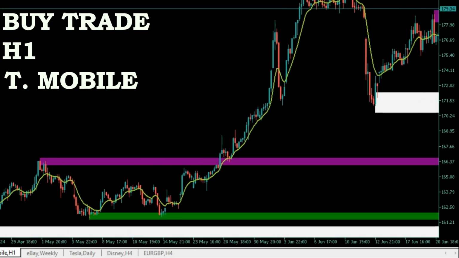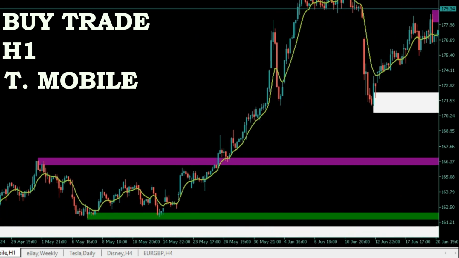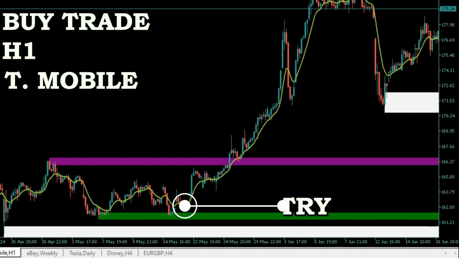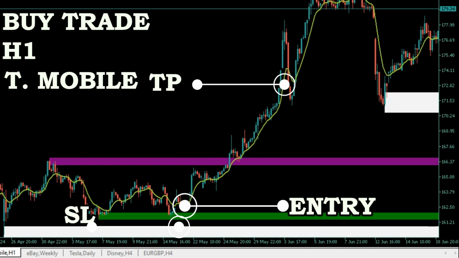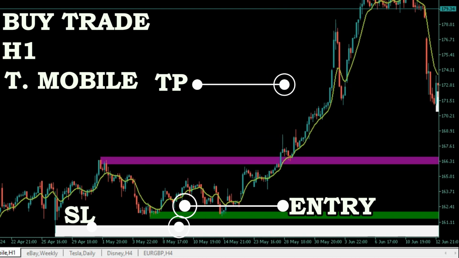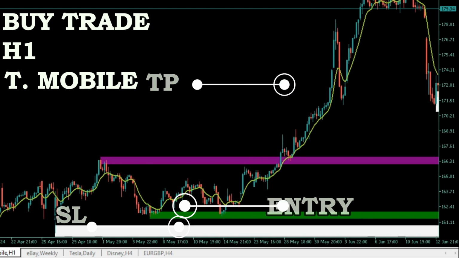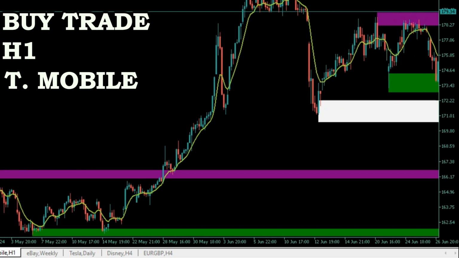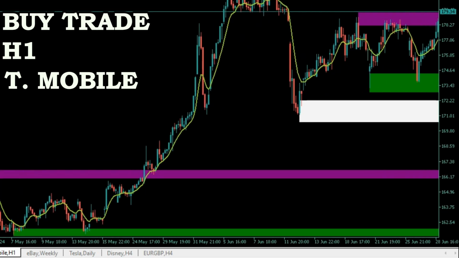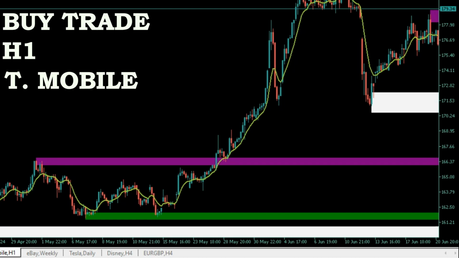So when a candlestick confirmation has been seen, we simply place our entry right here, then our stop loss below the low, then we target a 1 to 3 or a 1 to 4. As you can see, this trade worked out as expected. Guys, I think right now you can see the power of this Megatron indicator. Now let's take a look at some sell trades.